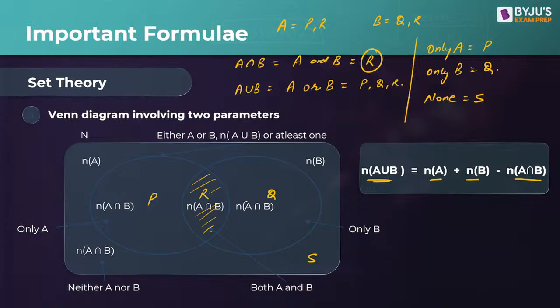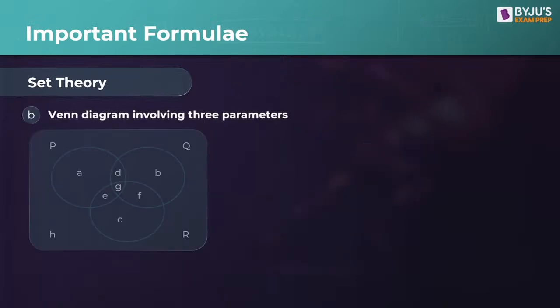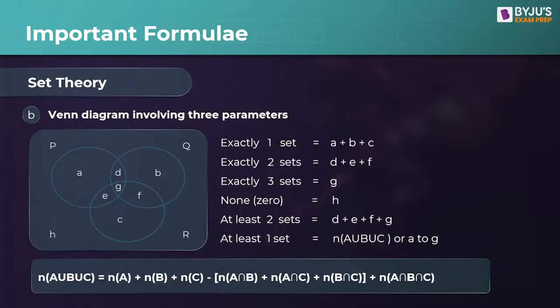Now, a similar thing happens with a three set Venn diagram. This is a three set Venn diagram. I have already divided it into different regions: A, B, C, D, E, F, G, and H. These three are the circles, and they are partially overlapping. Now, if I want to find the region that shows only P, only P will be this part, variable A. Similarly, only Q is this and only R is this.